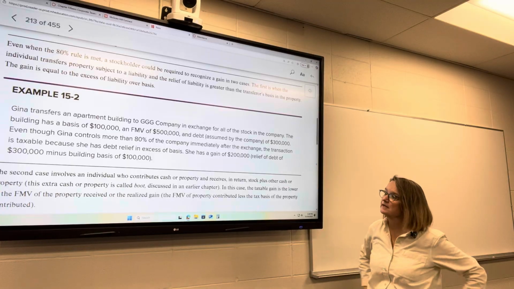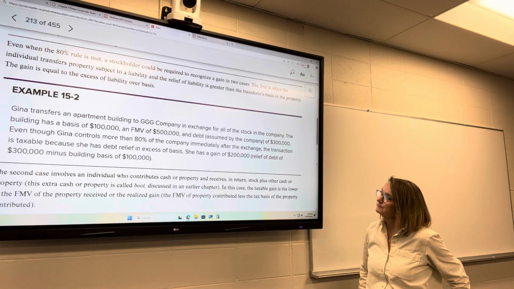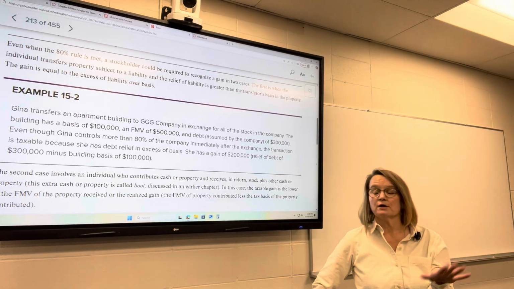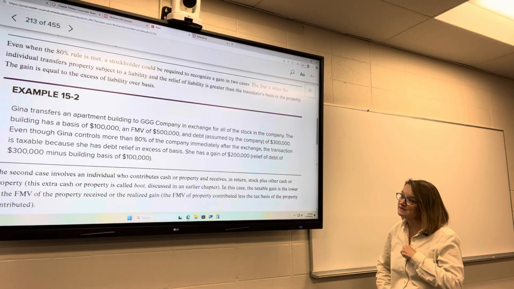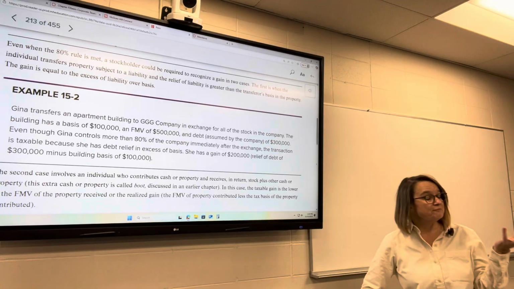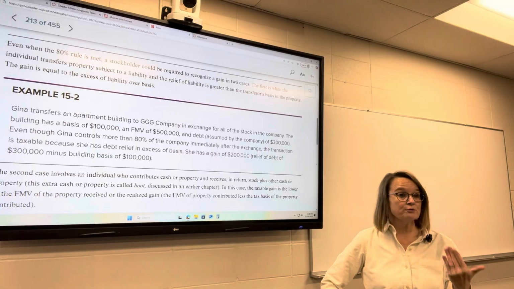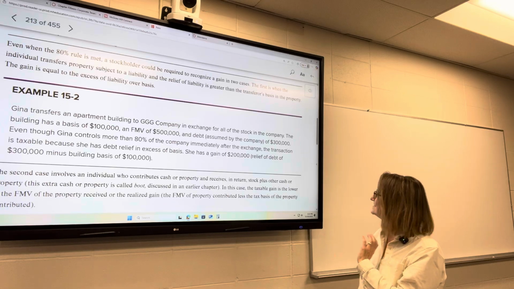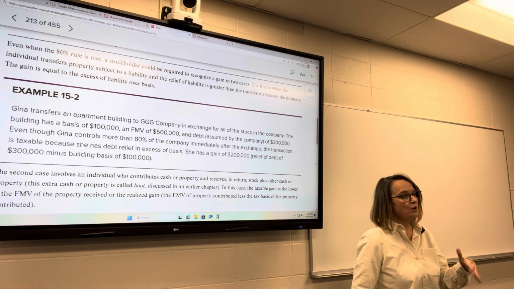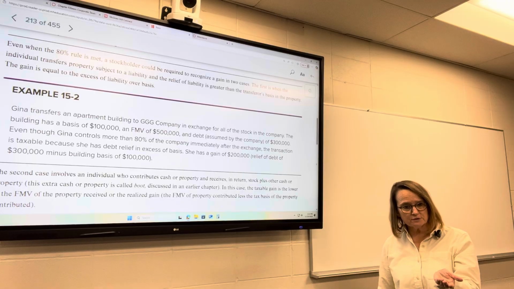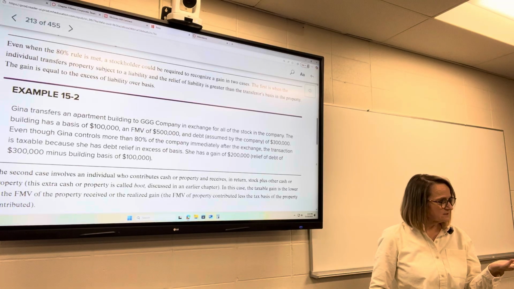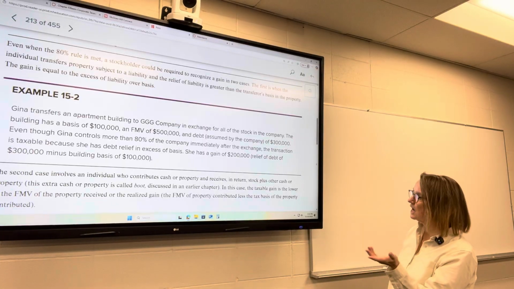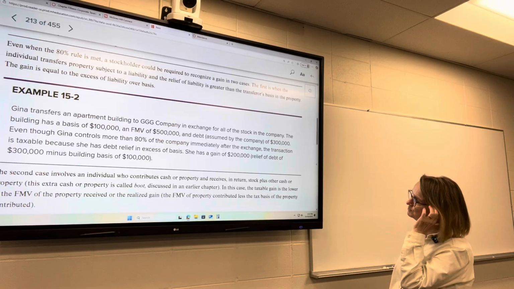Here's an example. We've got Gina. So Gina is transferring an apartment building to GGG Company in exchange for all of the stock in the company. So she's going to own 100% of that stock in the company. The building has a basis of $100,000, a fair market value of $500,000. So obviously it's worth more than what her basis is in the building, quite a bit more. It also has debt of $300,000. So there's a loan against the building of $300,000. Makes sense, right? She probably refinanced it, or she has depreciated it over the years, and that's why it has a basis of $100,000.